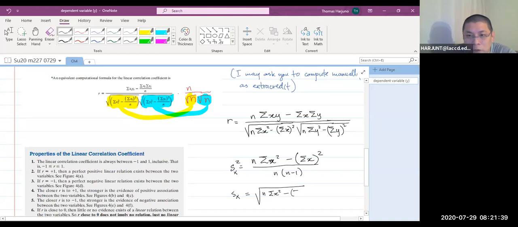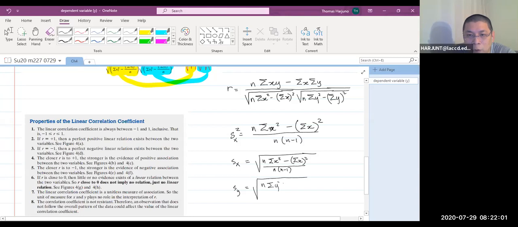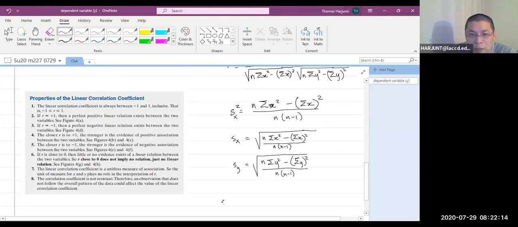You need to have pretty strong algebra to see what I do here, though. But it's a challenge for those who say, oh, you know what, I passed pre-calculus, then take care of this, okay? So S_Y, the standard deviation of the dependent variable, will be the square root of N times the sum of Y squared minus the sum of Y, being squared, over N times N minus 1, okay?